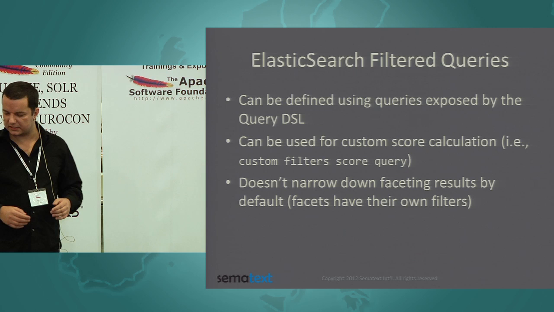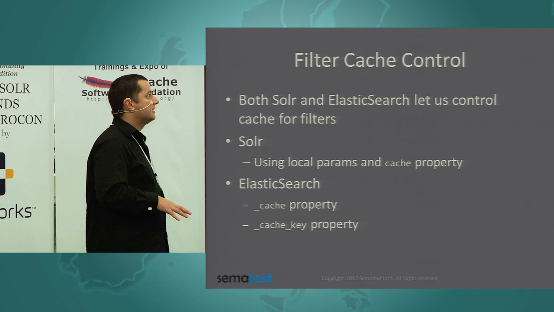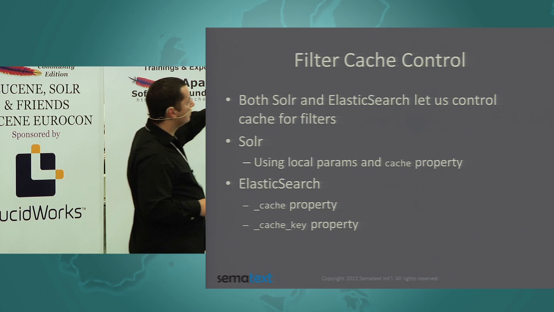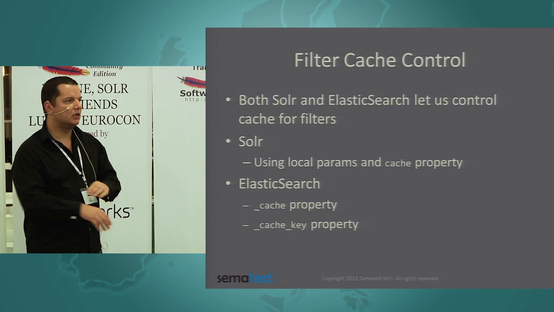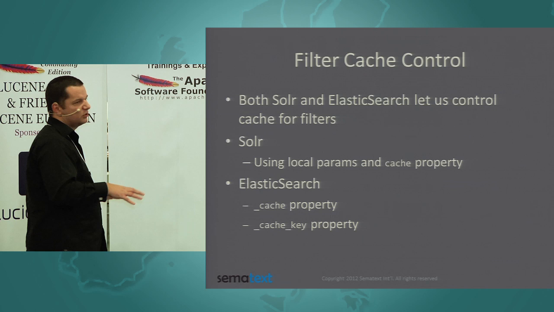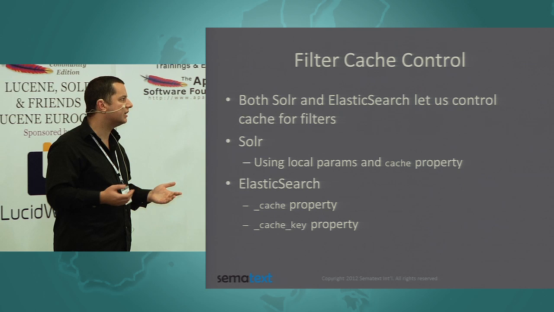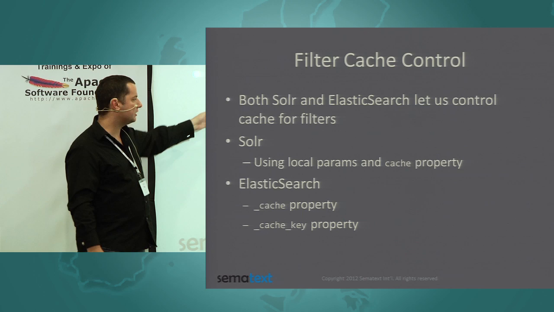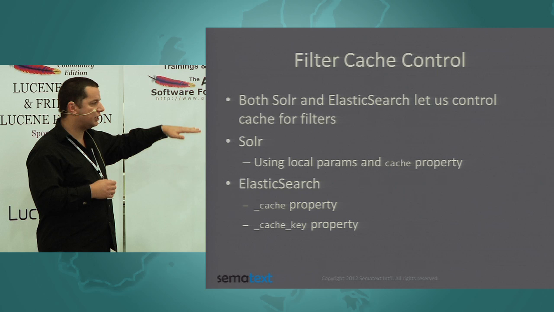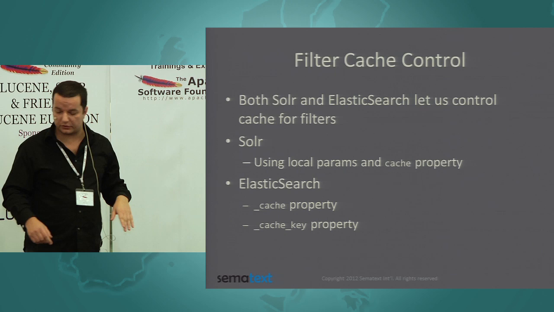Filter cache control. Both Solr and Elasticsearch let us control the filter cache for filters. In Solr, you have the local params and the cache property, and of course the cost one, which allows us to turn off caching for a filter, for example, for geospatial filters, which may not be good candidates sometimes. In Elasticsearch, we have similar functionalities. We have the cache and the cache key to define under which key that particular value should be stored, or we can turn off the caching for a filter.